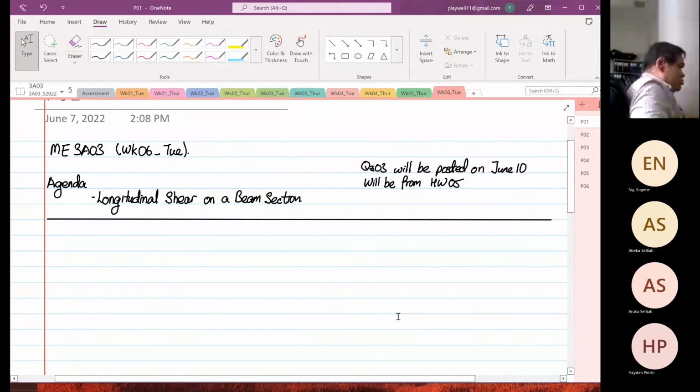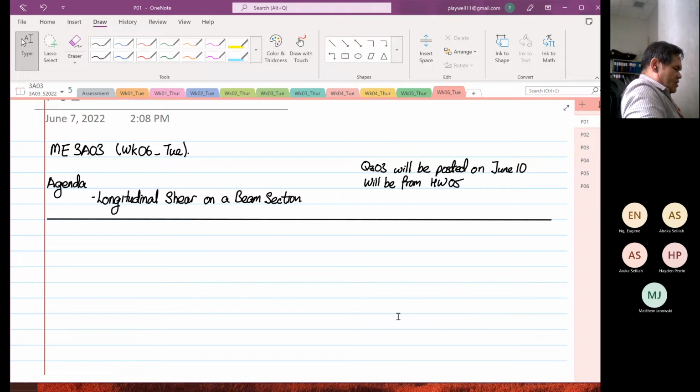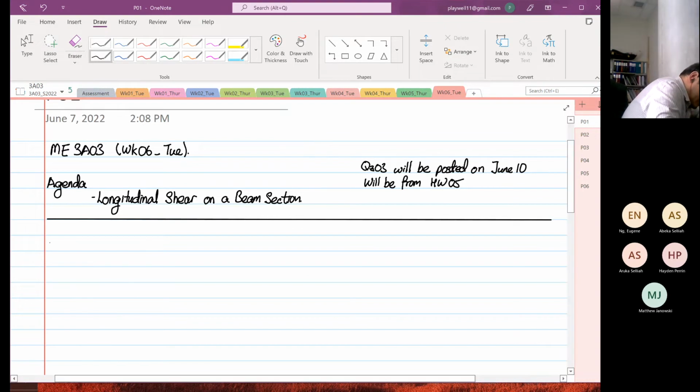Okay, so this is week 6, Tuesday. The agenda will be longitudinal shear on the beam section. Quiz 03, the third quiz, will be posted on June 10 and will be from homework 5. So let's look at today's topic on longitudinal shear on a beam section.